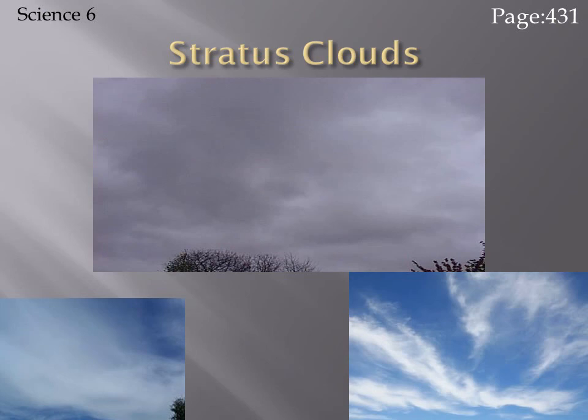Stratus clouds. Clouds that form in flat layers are known as stratus clouds, from the Latin word strato, meaning spread out. Stratus clouds usually cover all or most of the sky and are a dull gray color. As stratus clouds thicken, they may produce drizzle, rain, or snow. They are then called nimbostratus clouds.